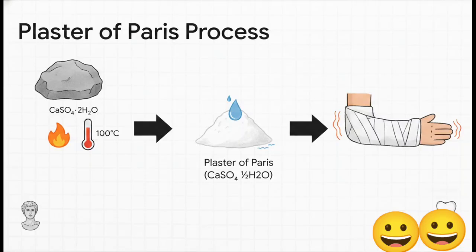And here is where the magic happens. When you break a bone, a doctor takes that exact white powder, adds exactly 1.5 molecules of water back into it, and wraps it around your arm. That triggers an exothermic reaction, giving off heat as the powder rapidly hydrates and sets right back into a solid, rock-hard block of gypsum. It's the same science behind dental molds and even the false ceilings in your house.